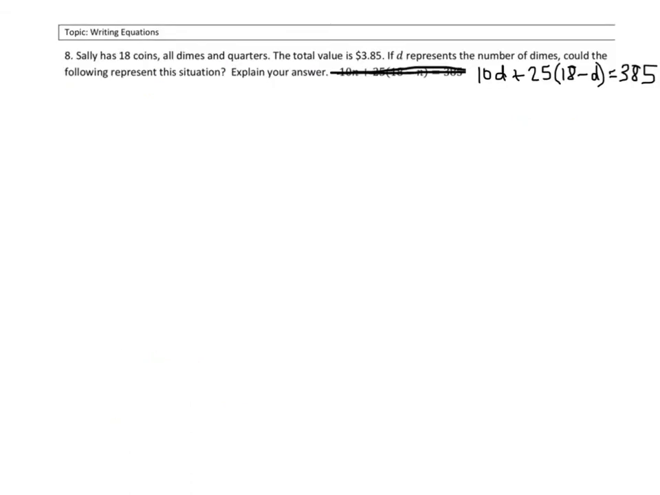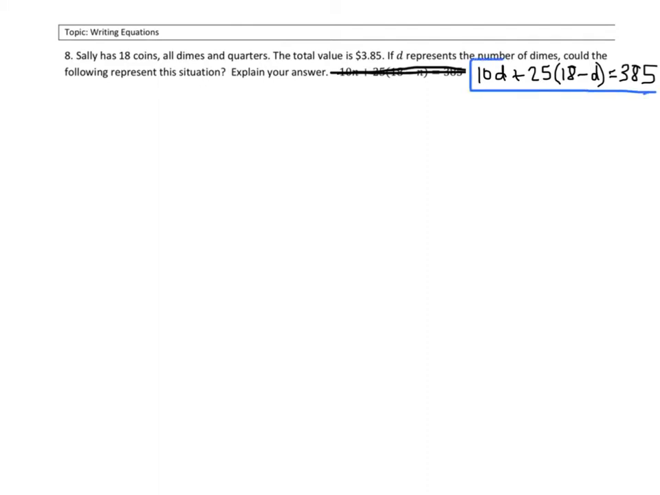All right, number 8, writing equations. Sally has 18 coins, all dimes and quarters. The total value is $3.85. If D represents the number of dimes, could the following represent this situation? Explain your answer.